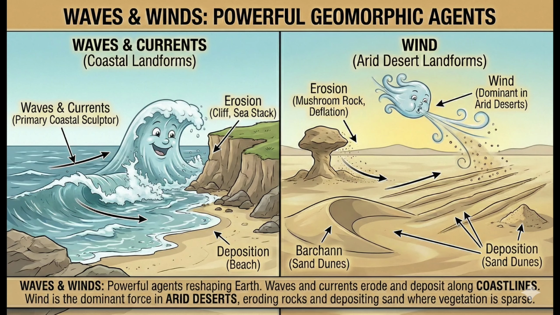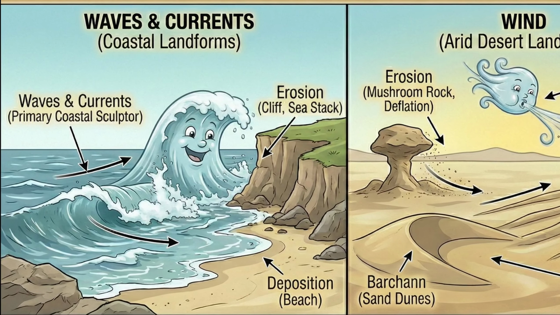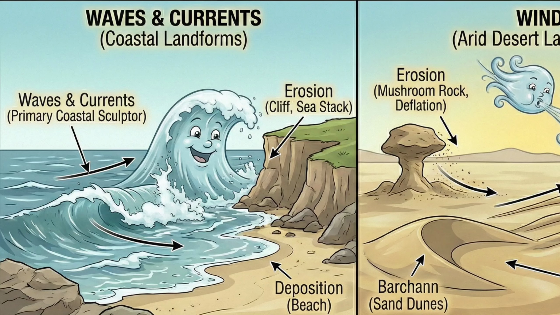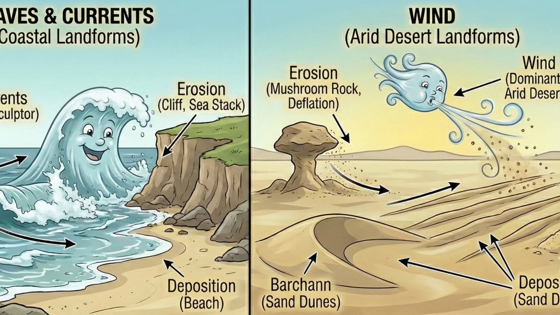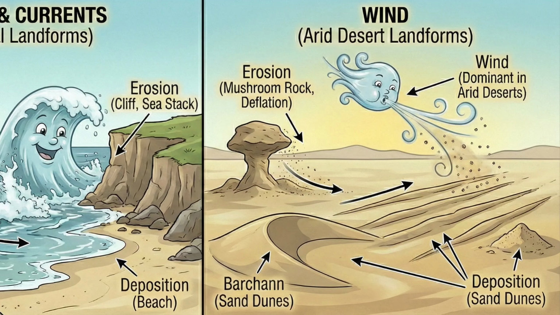Waves and winds. Waves and currents, along with wind, are powerful geomorphic agents that reshape the Earth's surface through the processes of erosion and deposition. While waves act as the primary sculptor of the world's coastlines, wind is the dominant force in arid and semi-arid desert environments where vegetation is sparse.